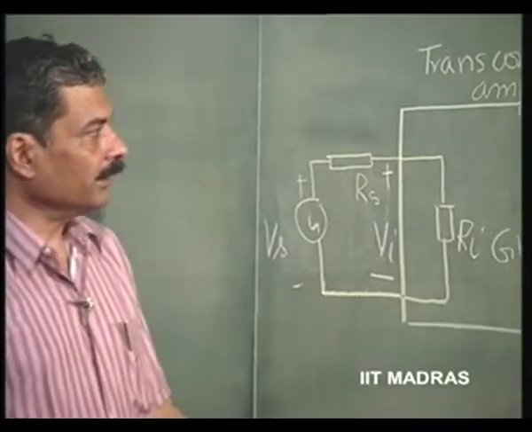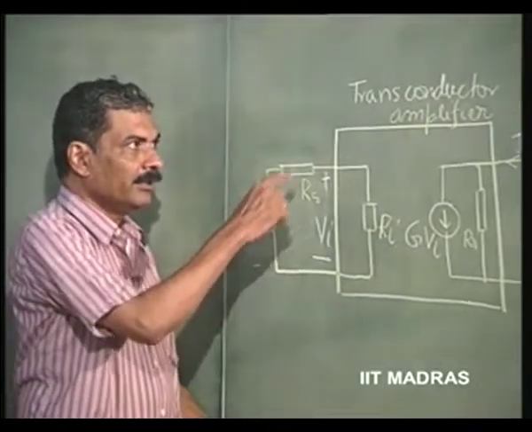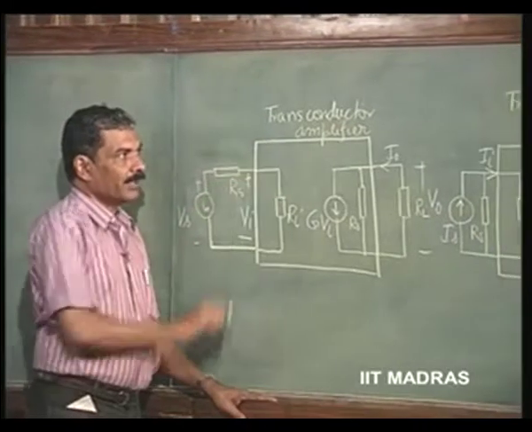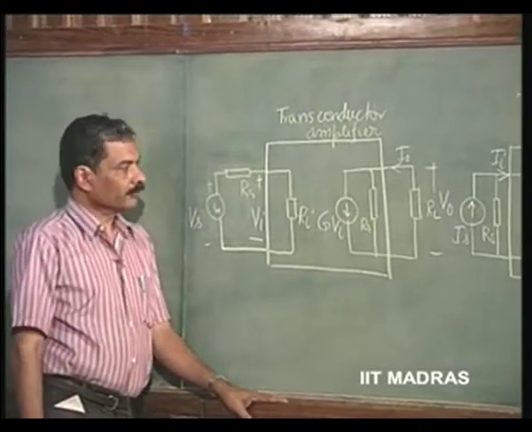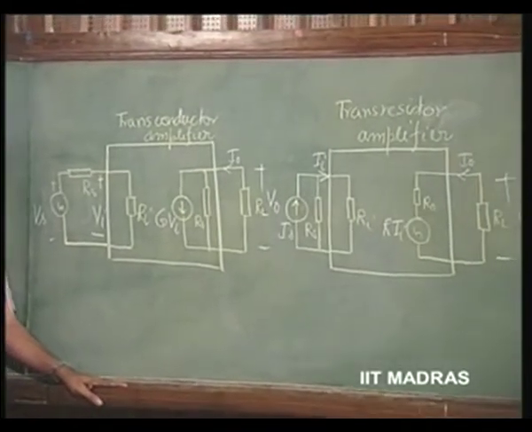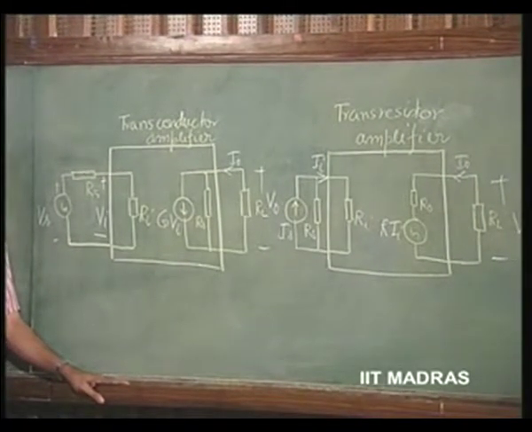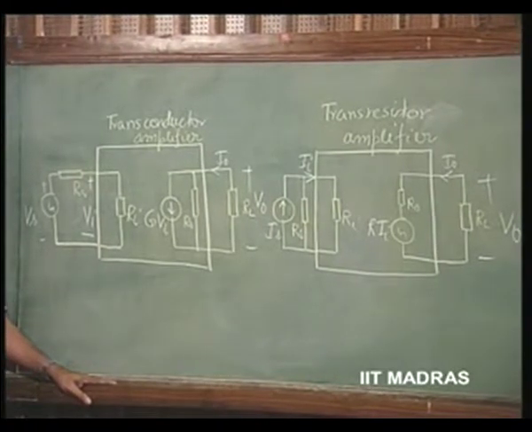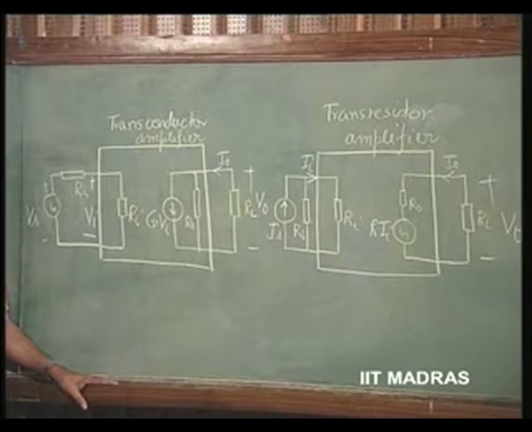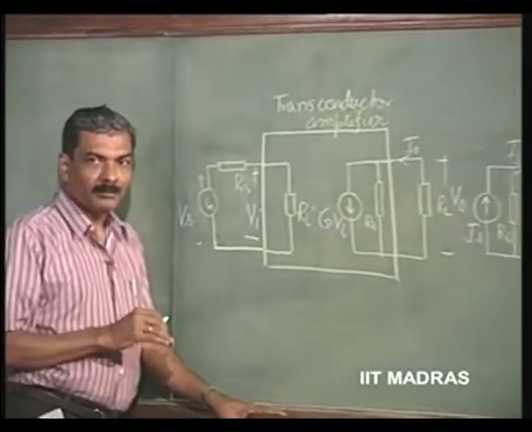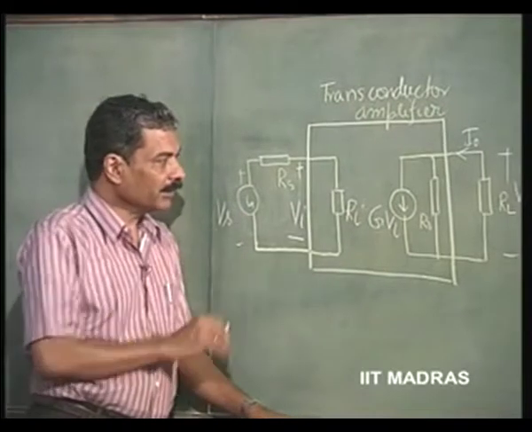So, now let us consider the two different amplifiers which we have discussed. One is the transconductor amplifier and the other is the trans resistor amplifier. Again, the amplifier is not ideal, just as we considered earlier for the voltage amplifier and current amplifier. How do we recognize that a particular amplifier belongs to a particular category? That is going to be done here also.